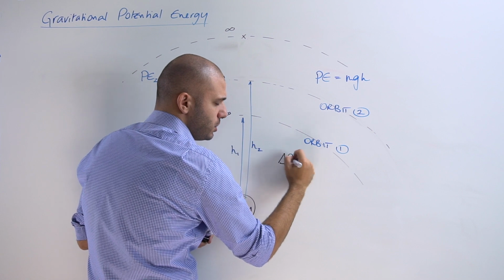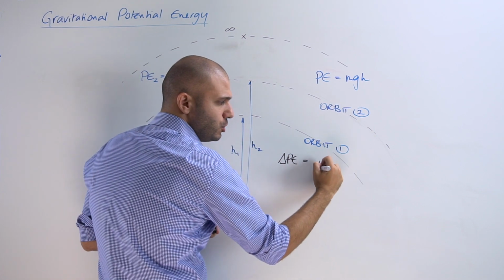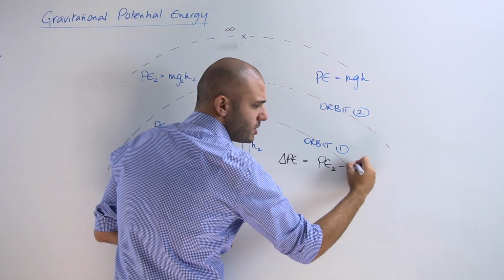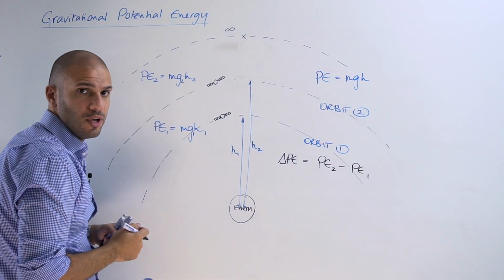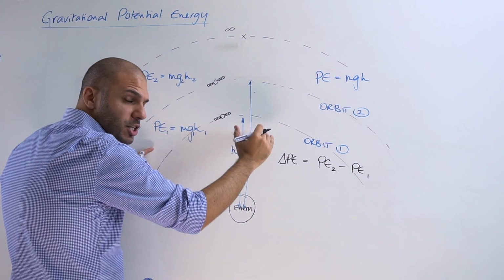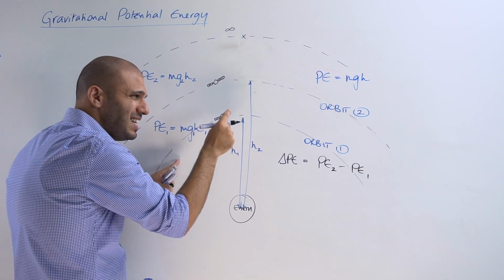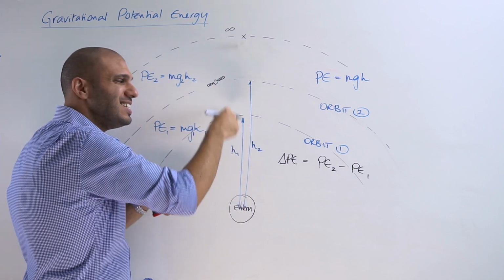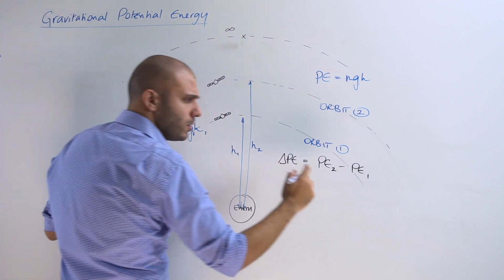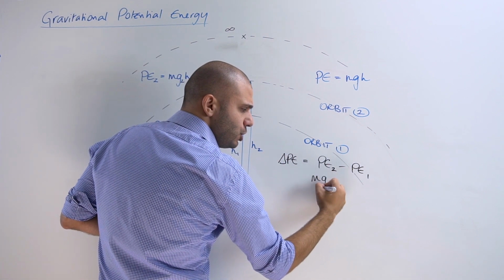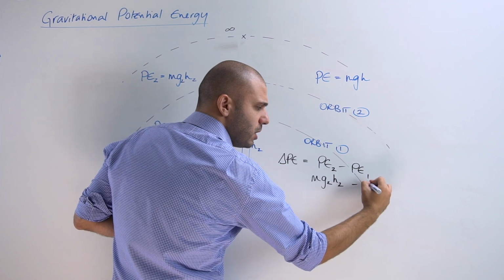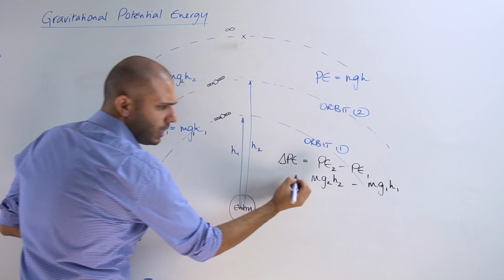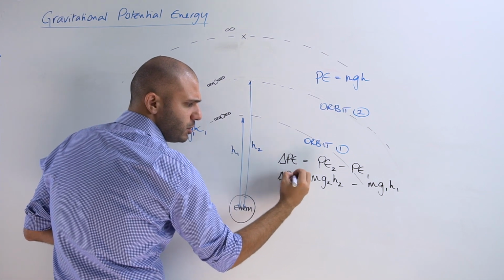So the difference in potential energy between the two orbits will now be given as such. The change in potential energy is going to be equal to the potential energy at the second orbit minus the potential energy at the first orbit. The potential energy at the first orbit is going to be less than the potential energy at the second orbit. Why? Because there is less height. So the equation is mg2h2 minus mg1h1, and that is therefore going to give us the change in potential energy.